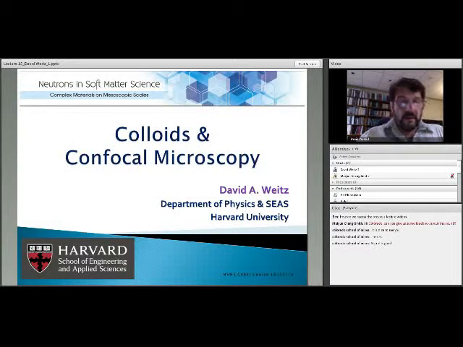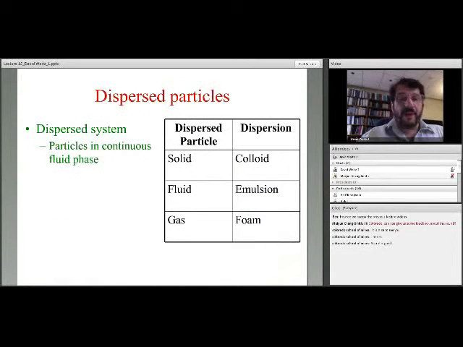So colloidal particles are one example of a dispersed system. That is, a system of particles immersed in a fluid. You're actually fairly familiar with the other examples as well. Colloids are solid particles. If the particles are liquid, then they're emulsions. They're drops of one fluid in a second fluid. And if they're bubbles or gas, then you have a foam. Colloids have the advantage of a much greater stability than either emulsions or foams. Moreover, colloidal particles being solid are not deformable, whereas foams and emulsions can be deformable under certain conditions.